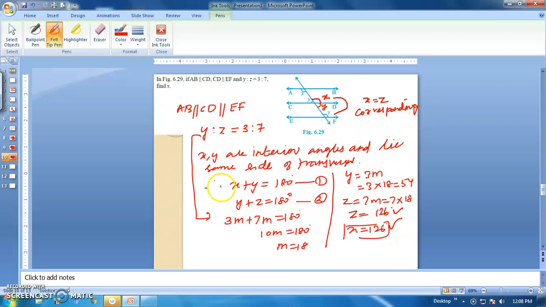In a similar way, you may ask why it is m here. M is not given, so why are you putting m? Listen here. The ratio of the two numbers is 3:7. We always take the ratio as 3x, 7x like this. But this x is already one of the angles here. That's why I didn't take the common variable as x. That's why I took m here. So y is 3 parts and z is 7 parts, so I took different variables, 3m and 7m.